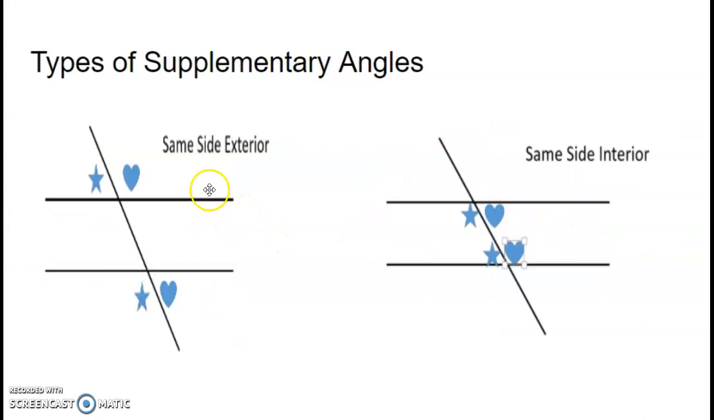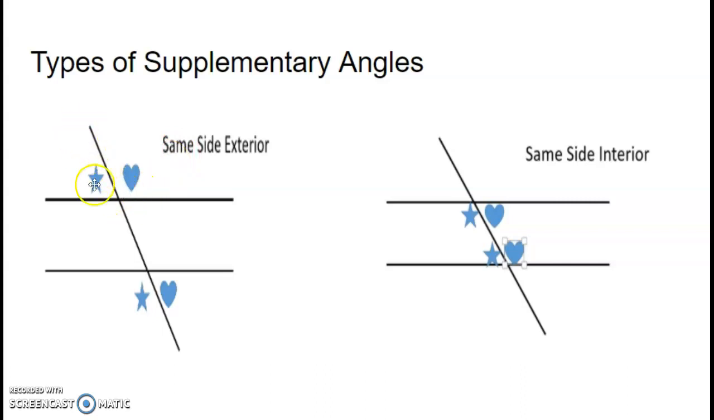All right, now we're going to talk about supplementary angles. We're not talking about congruency any longer here. Now we're talking about supplementary. Do you remember what supplementary means? Supplementary means they add up to 180 degrees. So same side exterior. Again, if you stop and think for a moment, you can probably guess what that means.